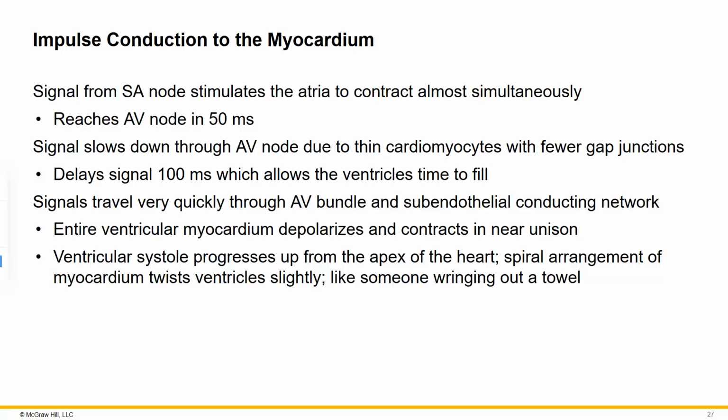So that delay is necessary, which allows the ventricles time to fill, and then the signal travels very quickly through the AV bundle and subendothelial conducting network. The entire ventricle myocardium depolarizes and contracts in near unison. Ventricular systole progresses up from the apex of the heart. The spiral arrangement of the myocardium twists the ventricles slightly, like someone wringing out a towel.